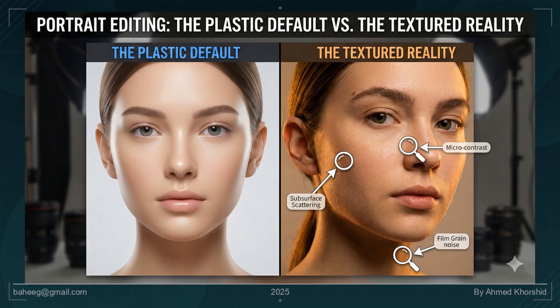Figure: extra detailed AI-ready prompt for an AI-generated diagram showing a split-screen comparison of a portrait. Left side, the plastic default, showing a mannequin-like face with smooth, glowing skin and perfect hair. Right side, the textured reality, showing the same face with visible skin texture, fine vellus hair, slight asymmetry, and film grain. Labels point to specific areas with text bubbles: subsurface scattering, microcontrast, and film grain noise. Visual style: photorealistic macro photography tutorial style.